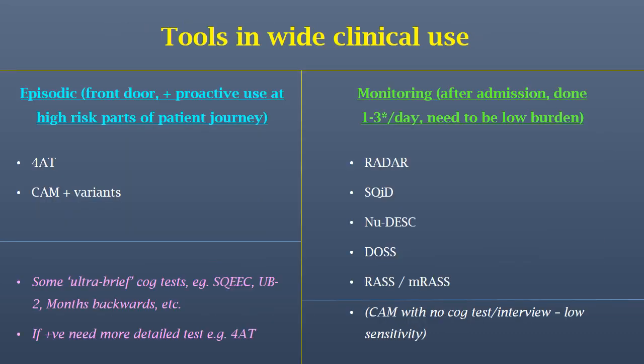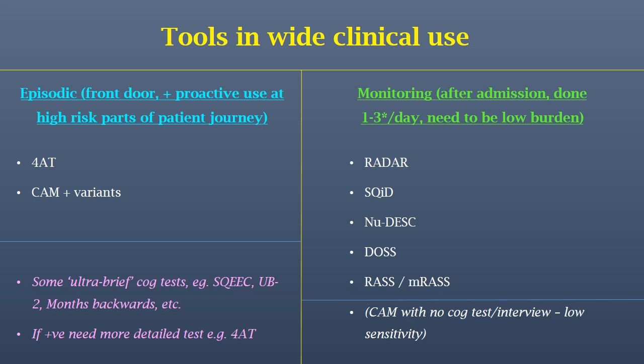I think it's quite useful to divide delirium tools into two broad categories, that is, delirium tools that we use in clinical practice. The first is what I'd call episodic tools, and these are ones with, as I say, a good balance of sensitivity and specificity, that when you do them, you have a pretty good idea of the answer without having to do another tool. And these kinds of tools are suitable for use at the front door, where you want a quick answer, delirium yes or no, and also at other parts of the patient journey where there is a high risk of delirium, such as post-operatively, or really at any other time when you're suspecting delirium.